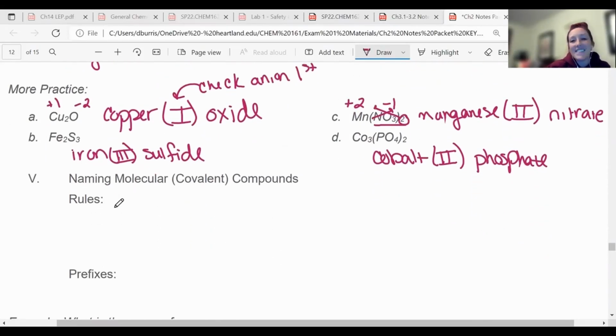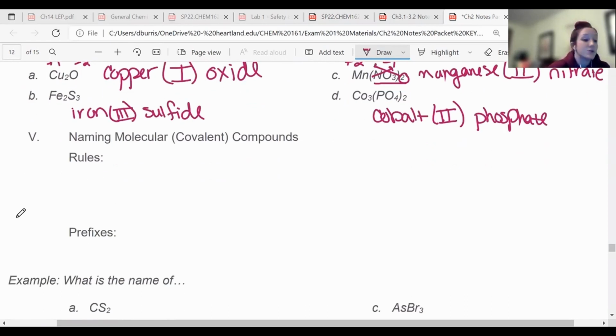Okay, so now the easy one. Naming molecular or covalent compounds is super easy. Instead of doing metal and non-metal, and then you might have to have a Roman numeral, they're all non-metals, remember, and it's just going to be two things. These are bimolecular compounds that we're naming. These are actually going to get a prefix, and the prefix equals whatever the subscript was.